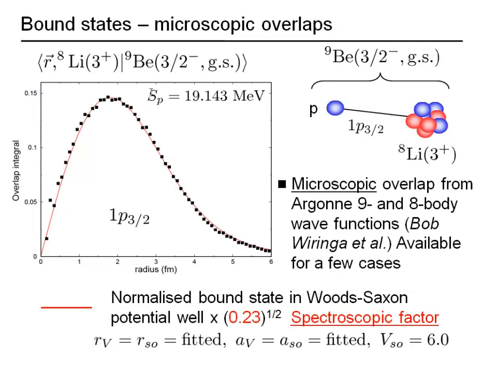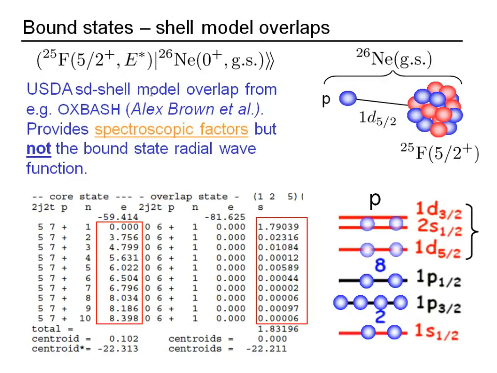Okay, the other thing we can do, and we will do tomorrow, is another way to get information about these overlaps is that one can use the shell model, for instance. Okay, so here's another example. Neon-26, so that's rather neutron-rich neon. Ground state is 0+.